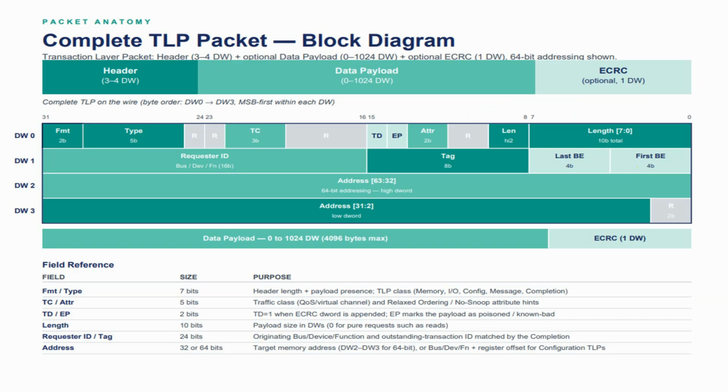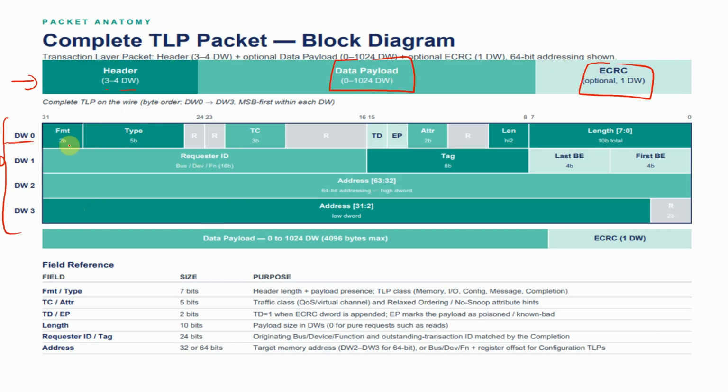So in the transaction layer, this is what the packet structure is going to look like. I'm going to have a header, which is basically 3 to 4 data words, and next is the payload, your actual payload. It might be 0 to 1024 data words, and next is ECRC, which is optional, one data word. So coming to data word 0, this is my header structure. You can see it is 3 to 4 data words. This is a 4 data word header structure.